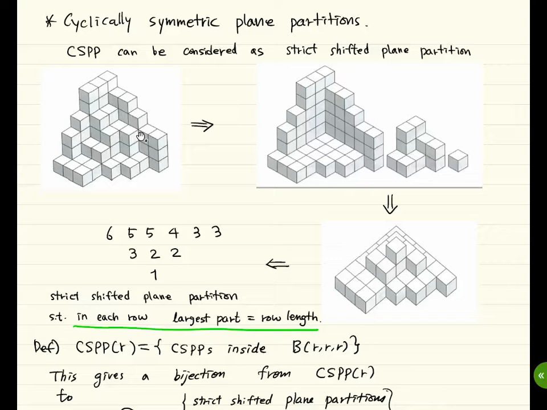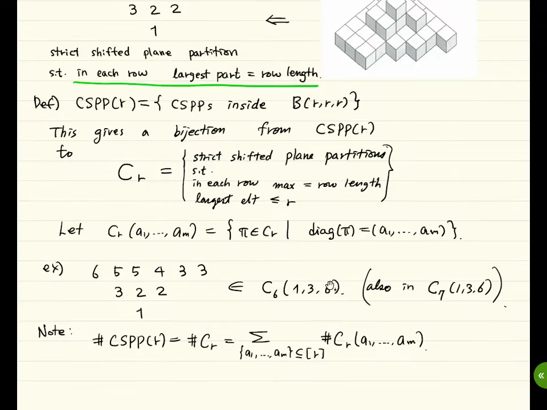Okay, so this is a bijection. All right? So if we define CSPP of R to be the set of cyclically symmetric plane partitions inside this box, the box with 3 sides equal to R, all R, this gives a bijection from cyclically symmetric plane partitions to this object: strict shifted plane partitions such that in each row, the maximum element is equal to the row length, and the largest part must be less than or equal to R.